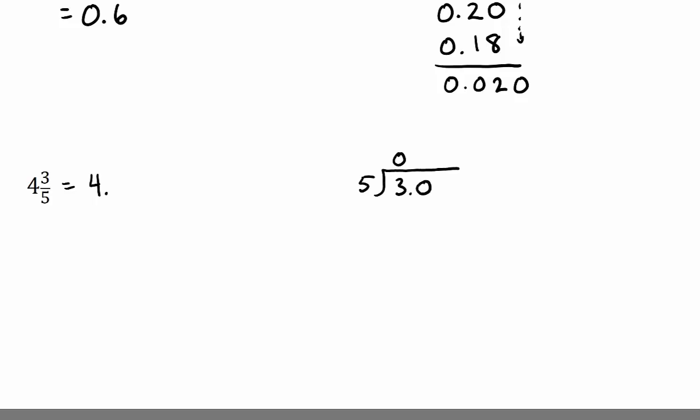That's when I then introduce the 0. 5 goes into 30 6 times, backwards multiply, and I do get 30. And when I do that subtraction, I get 0. And so therefore I know that this answer is going to be 4.6.